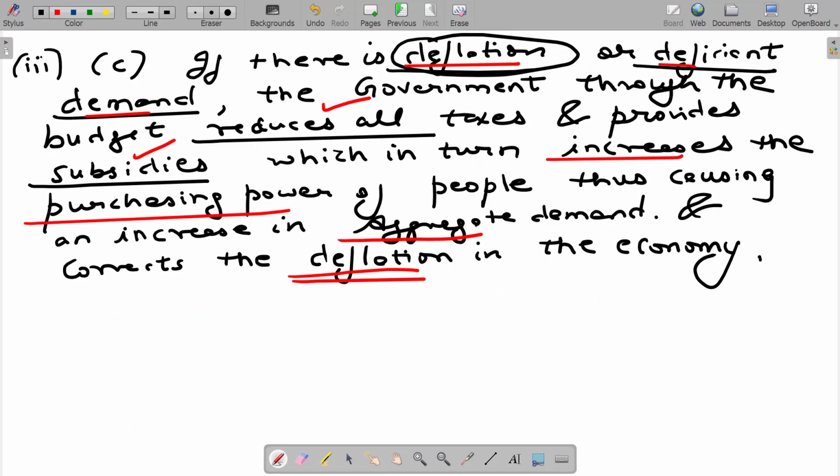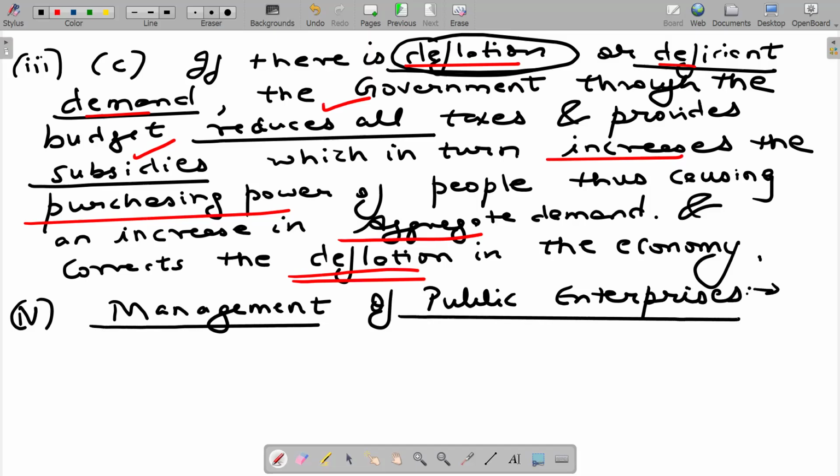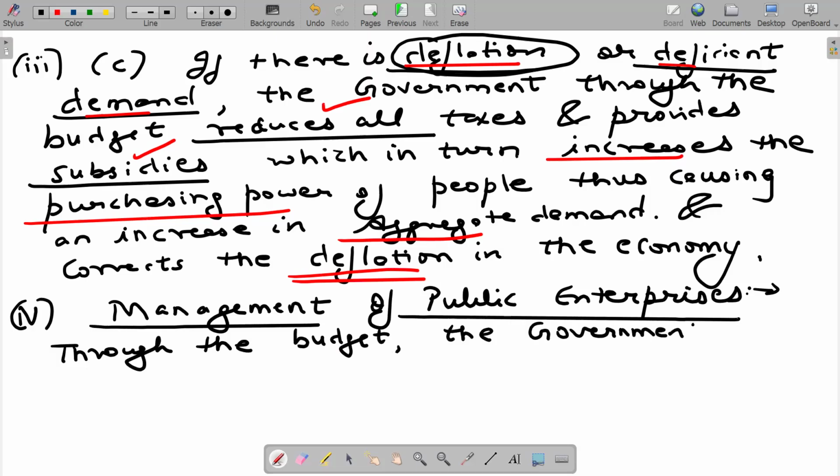Okay, now we look at the fourth objective. This is quite easy. The government also prepares a budget to manage public enterprises. So this is the fourth objective of preparing a budget, management of public enterprises. So through the budget, the government undertakes commercial activities.